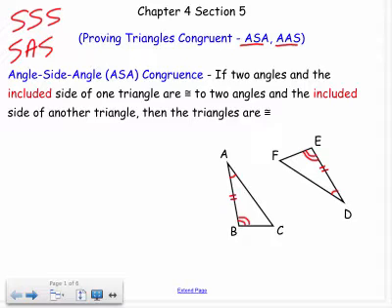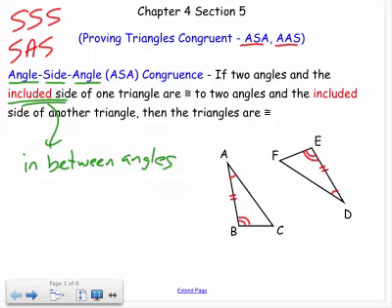So first one, angle, side, angle. They have to occur in that order. Angle, then the side, then the angle. So it says 2 angles and the included side. This means it's in between the angles. In between angles.